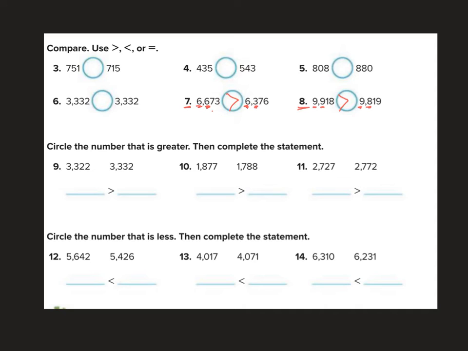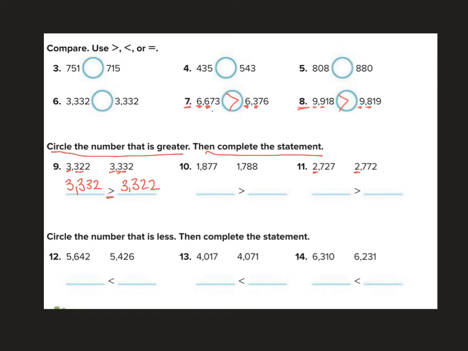So let's go to the next set of directions here. Circle the number that is greater, then complete the statement. Okay, so let's compare. 3,000, 3,000, 300, 300, 20, 30. Oh, 30 is bigger than 20, so 3,332 is greater than 3,322 is what we would do for these ones. Let's do 11.